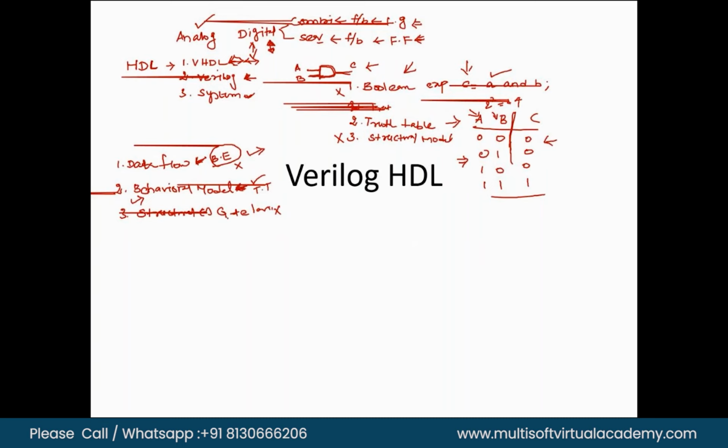The other one is structural modeling, or gate level modeling, where I don't know the Boolean expression or the truth table. I know only the logic structure. By using the logic structure of the given gate or any logic diagram, I can write a Verilog code, which is nothing but my structural modeling code. So these are the three.